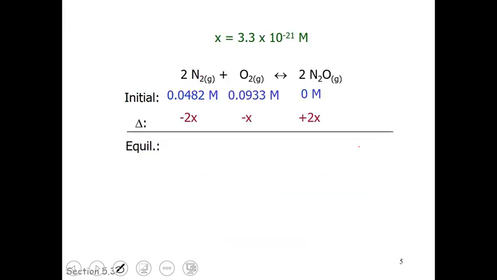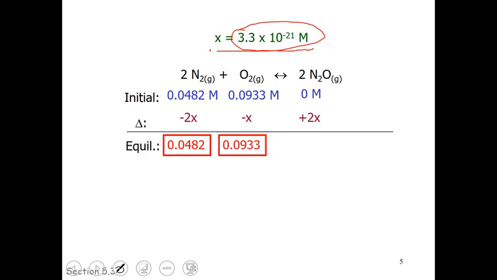So now let's go back and look at our reaction table, knowing our approximate solution of x, and see if that's close enough. So if I look at 0.0482 minus 2 times this value right here, which is very, very tiny, it's still 0.0482. And the same thing with the oxygen concentration. So my assumption that x was negligible compared to the initial concentration is good. As far as the N2O is concerned, things are significant relative to 0, so I notice that I have represented this concentration as 2x, so that means it's 6.6 times 10 to the minus 21st molar. And now I've solved this problem.